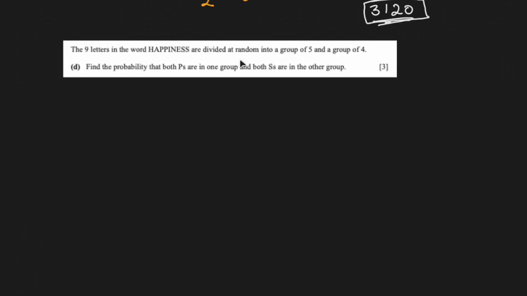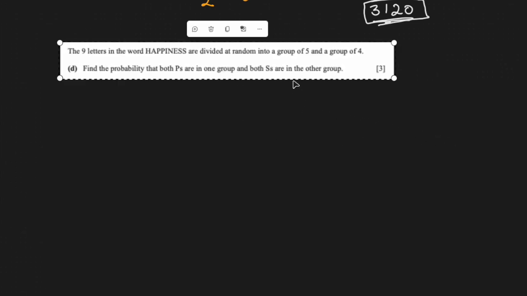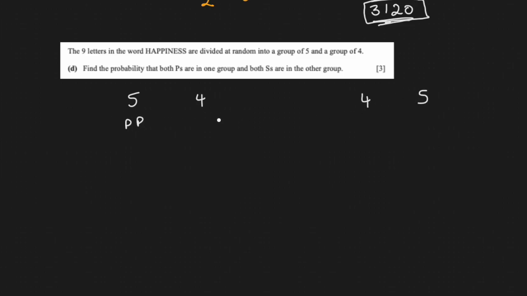The 9 letters of the word happiness are divided at random into a group of 5 and a group of 4. Okay. Find the probability that both P's are in one group and both S's are in the other group. Alright. So group of 5 and 4. It can have a reverse also. So 5 and 4, and 4 and 5. So PP are here, SS are here, or PPs are in this group of 4 and SS in the other. This happens or that happens, right?